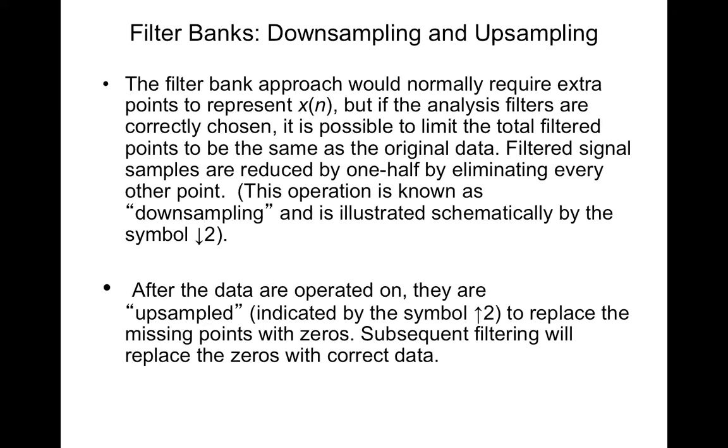So normally you would need extra points if you're using a filter bank approach, but if you choose your filters carefully, you can basically limit your points to be the same as your original data. So filtered signal samples are reduced by 1/2 by eliminating every other point, and this is known as downsampling. And sometimes the symbol downward arrow 2 is used to indicate downsampling.